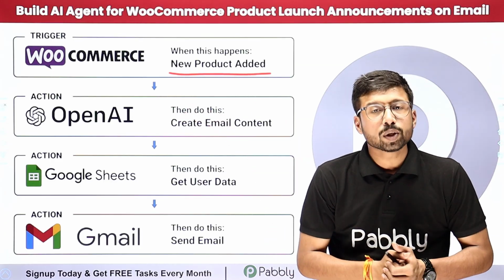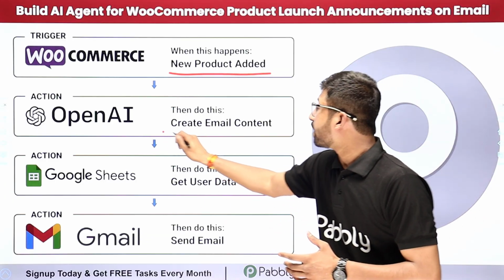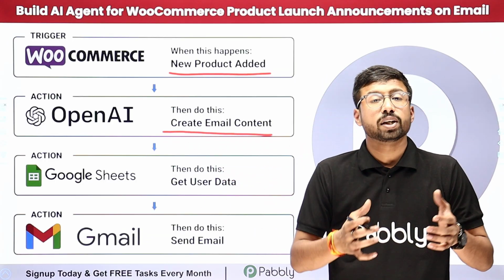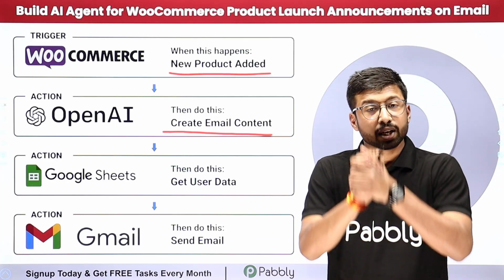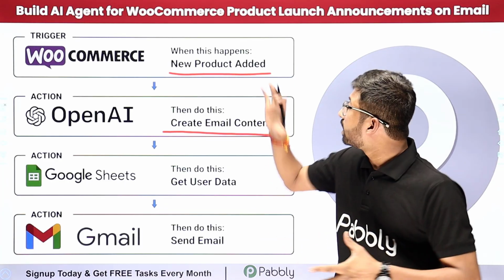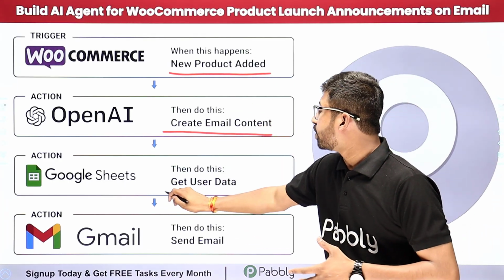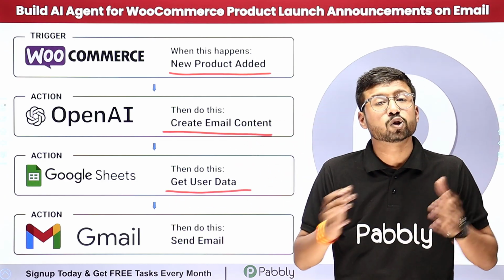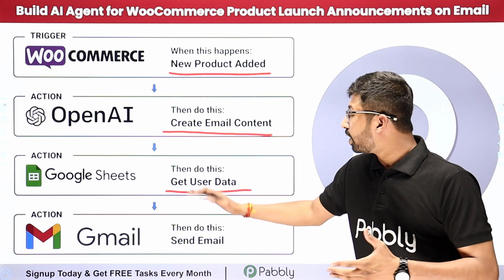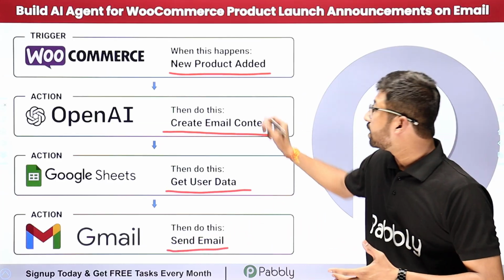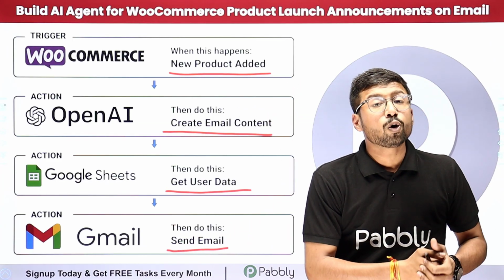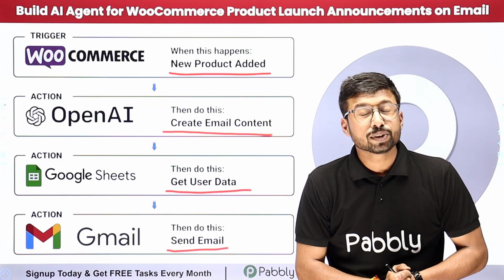OpenAI. Using OpenAI or ChatGPT, we are going to create the email and subject line with the product details for the launch announcement. After creating the email and subject line, this AI agent will get the details of the users to whom we want to send this announcement email, and at last, using Gmail, this AI agent is going to send the same email generated by OpenAI to all the users whose data we have in our Google spreadsheet.